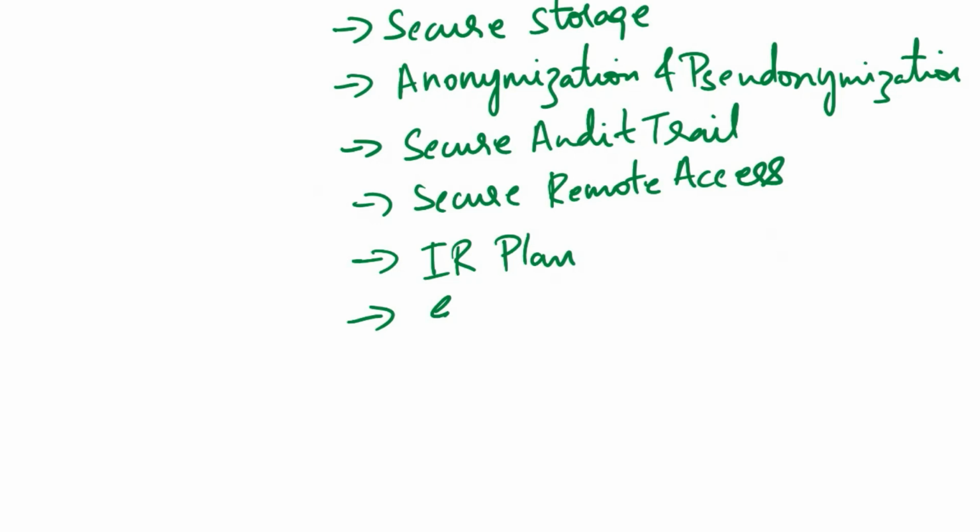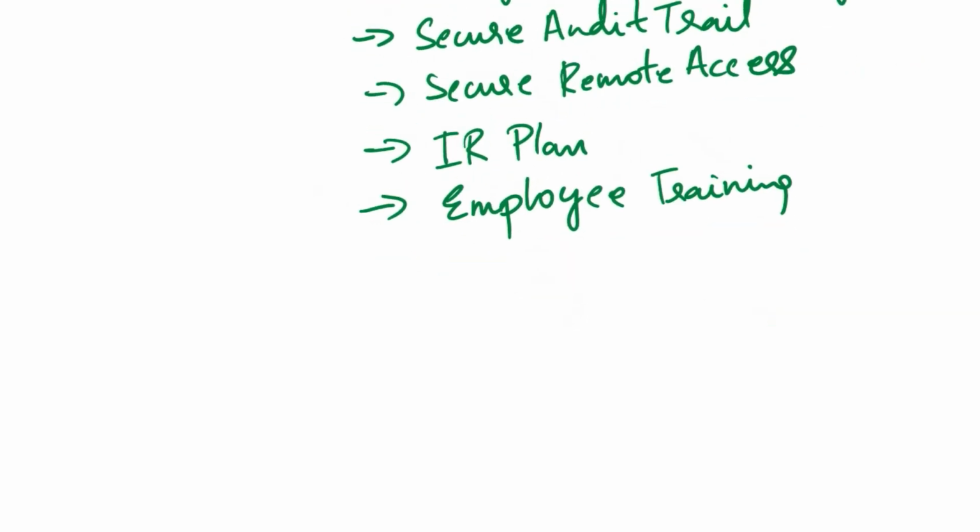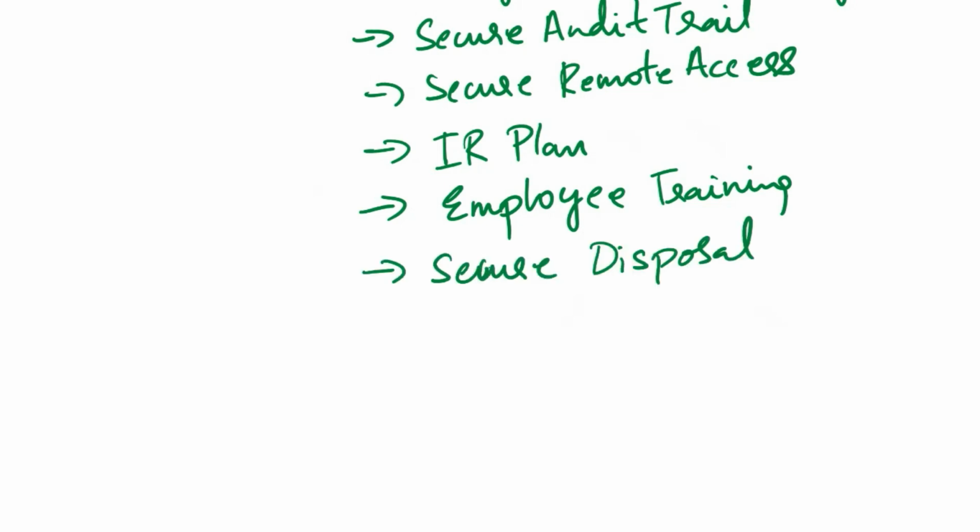Next, employee training. Provide training to personnel involved in the audit on the importance of confidentiality and the proper handling of sensitive information. This includes awareness of potential social engineering attacks targeting audit processes. Next, secure disposal. Develop procedures for the secure disposal of sensitive information once the audit is complete. This may involve securely deleting digital data and using shredding services for physical documents.